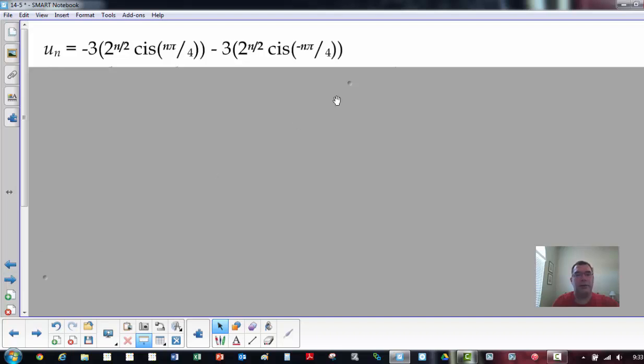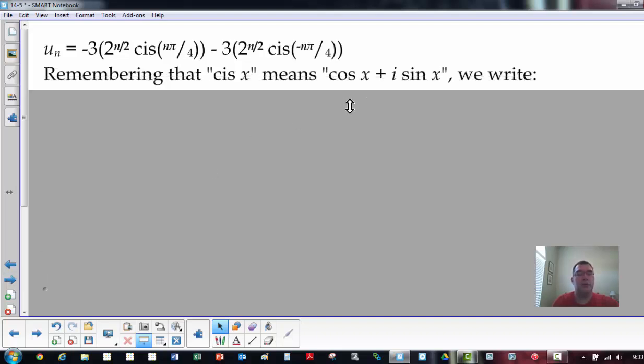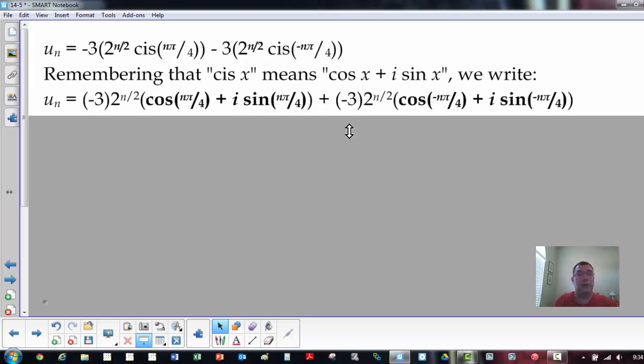That's where I left off, so nothing is new there. But you need to remember that the cis of something means the cosine of that angle plus i times the sine of that angle. That's actually what it's short for, as I mentioned earlier. So I'm actually going to spread that out and write it using its actual definition. And there's a reason for that, that you'll see in a minute.